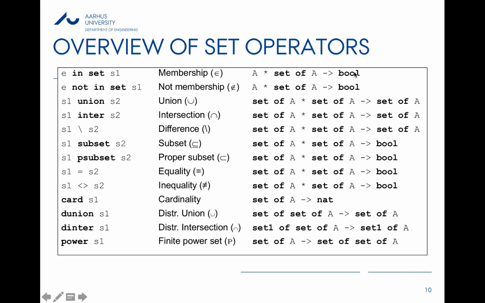And the last column here indicates the signature of the operator. So for the membership that we saw earlier, E in set S1 is essentially taking something of type A and something of type set of A, and it's giving us a boolean coming back. That's the way to read these tables. And these operators are really important to learn, and to learn how to use them and combine them.